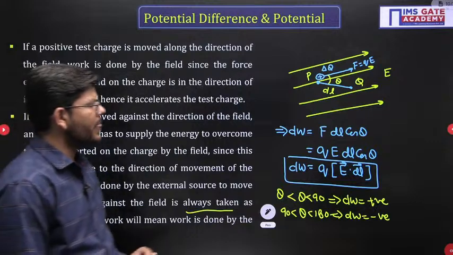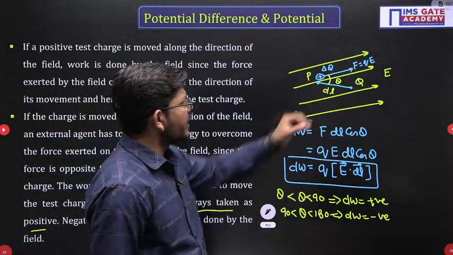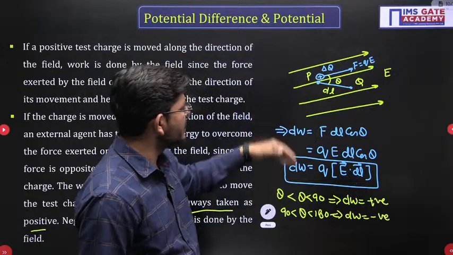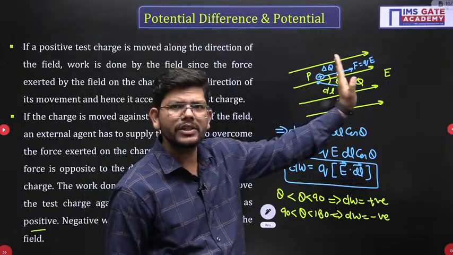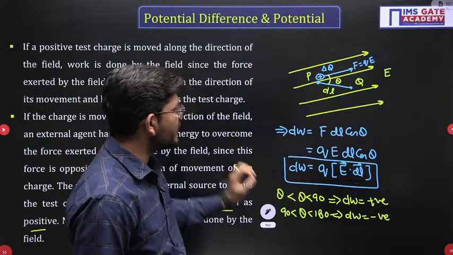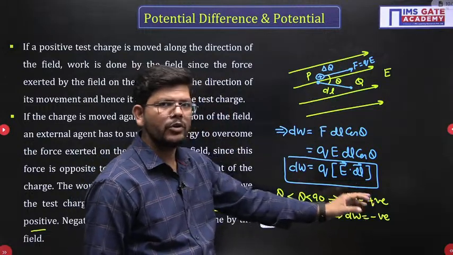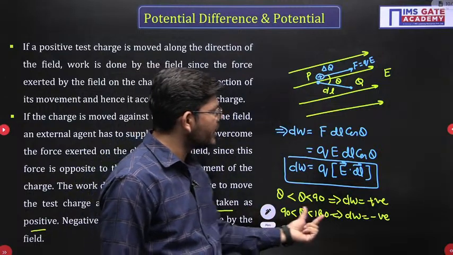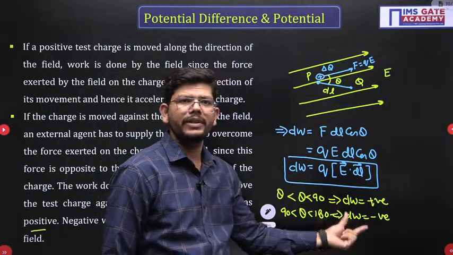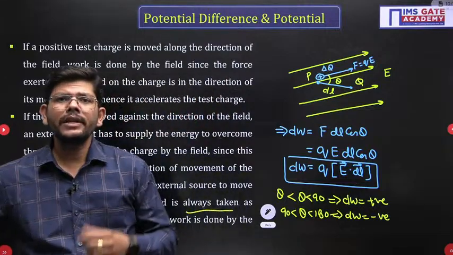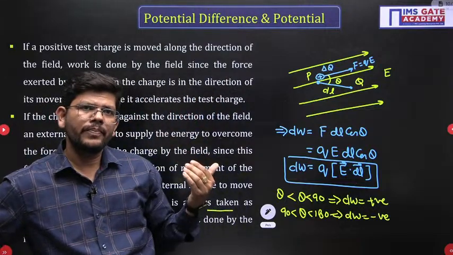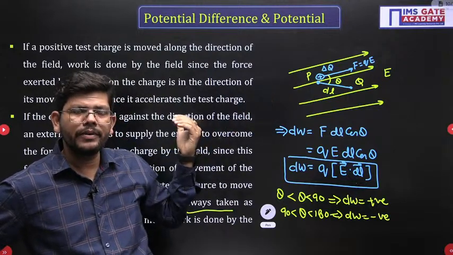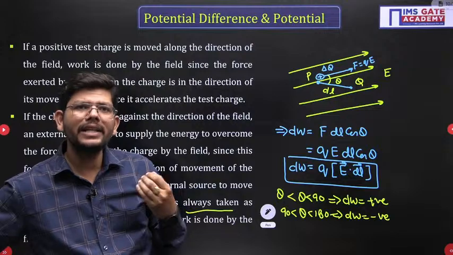So just see, naturally the work done by the field, if theta is 0 to 90, that means it is moving in the direction of the field somehow, then the work that we have calculated is coming out to be positive. If it is moving opposite to the direction of the field, the work that we calculate is coming out to be negative, isn't it? So that means the external source which is supplying energy while moving the charge opposite to the field is actually supplying the negative force.